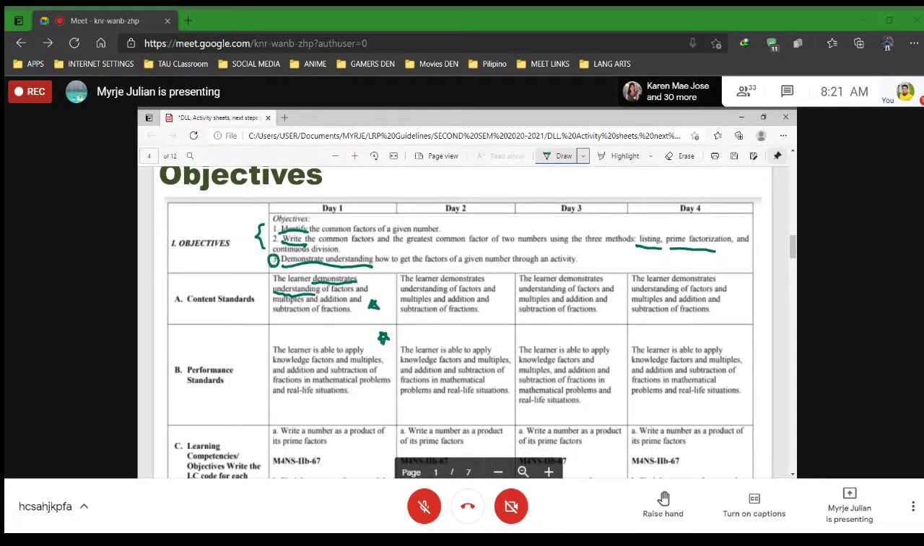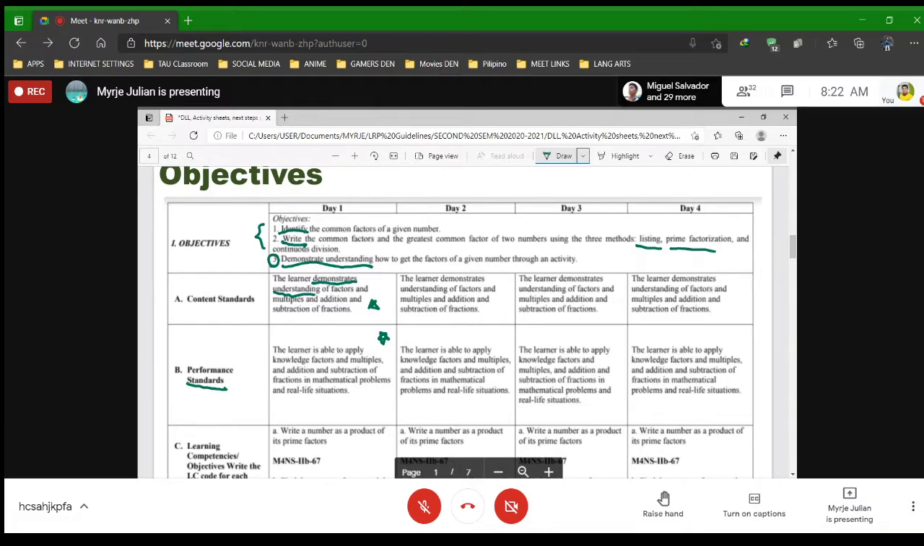And now, since it is still somehow general, so in order for the pupil to achieve the performance standards, maraming factors yan or maraming learning competencies na naka-assign yan para lang ma-target natin itong performance standard na to. So, in this week, in order for us to partially target the performance standard, the student or the learner must manifest the learning competency assigned, which is writing a number as a product of its prime factors, and the other learning competencies na nakita ko.